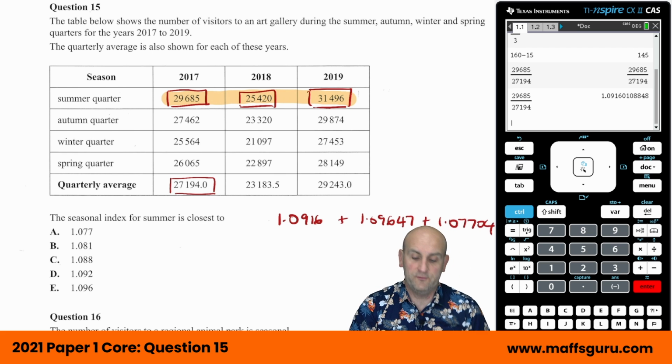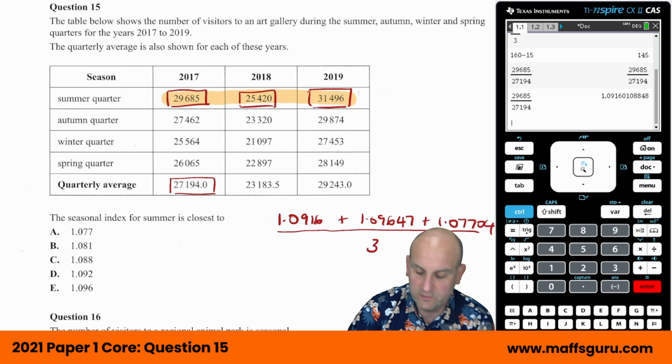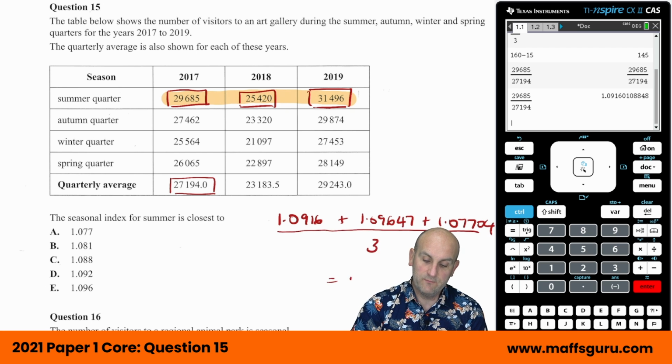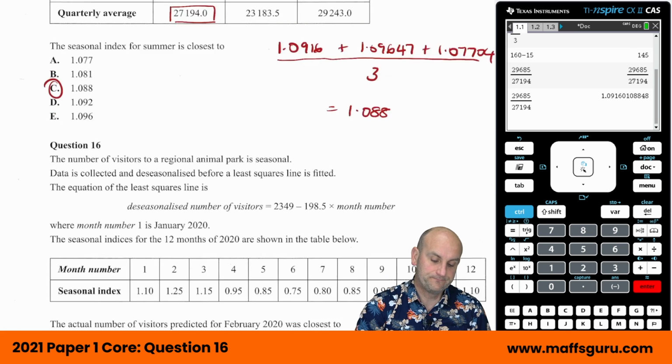Now, having got all of those values, what did you do? You then needed to average all of those. So you add them all together, divide by 3, which gave me 1.088. And so C was my correct answer.